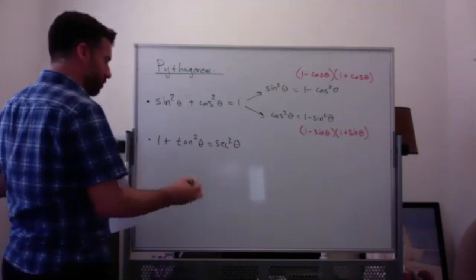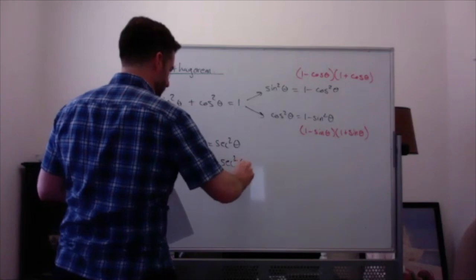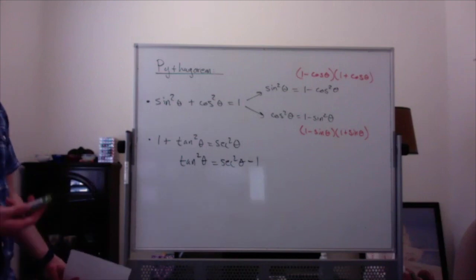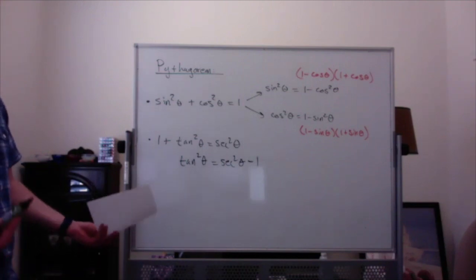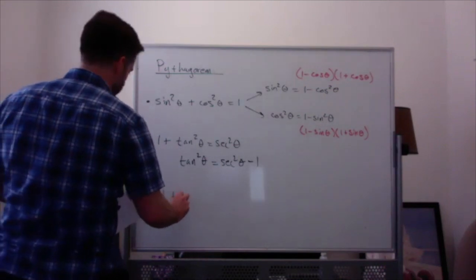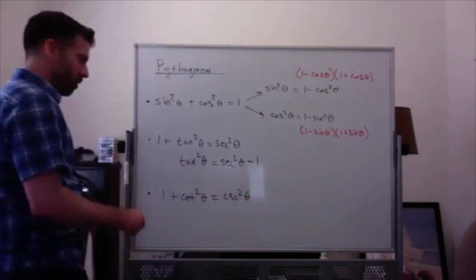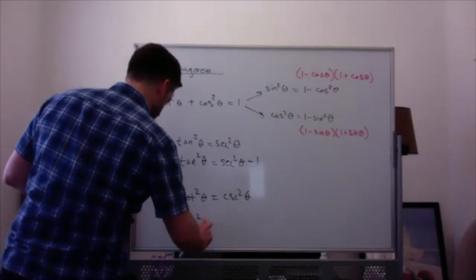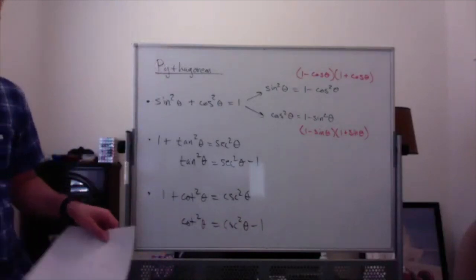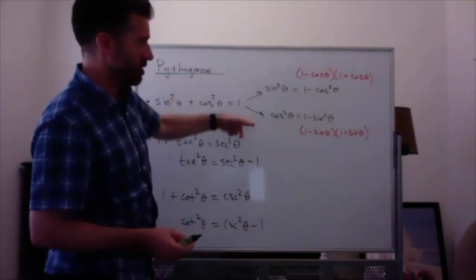Also, sometimes we do rewrite this one as tangent squared theta equals secant squared theta minus 1. And I guess you could write it as secant squared minus tangent squared equals 1, but that is just less typical for whatever reason. And then we also have the other version, 1 plus cotangent squared theta equals cosecant squared theta. Or alternatively, cotangent squared theta equals cosecant squared theta minus 1. This one you should definitely know, and these versions of it you should definitely know.